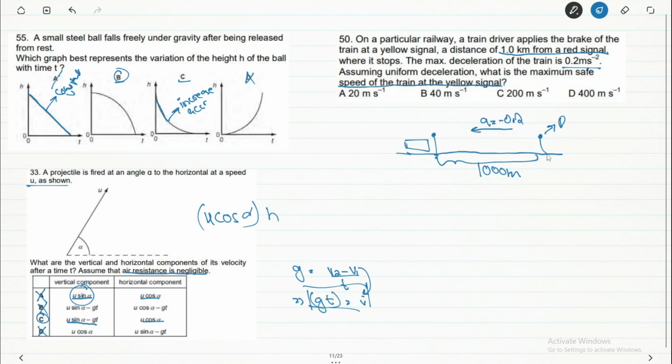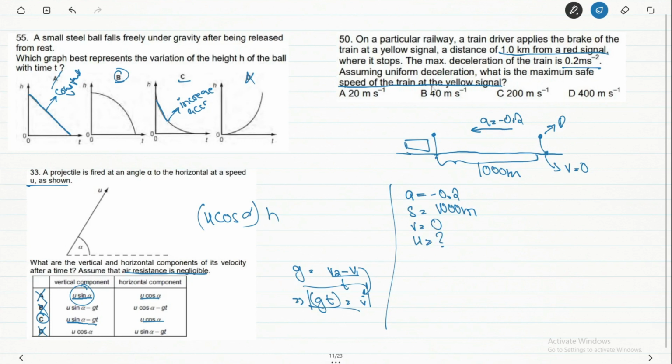Now, we need to stop the train. So velocity here is v equal to 0. To solve a question that requires the application of a kinematics acceleration formula, the first thing you need to do is write down everything that you have and the thing that you don't have. So acceleration is negative 0.2. Displacement is 1000 meters, right? Because it's a straight track. So displacement is 1000 meters. v is equal to 0 because it needs to stop. And u is the thing we want, right?